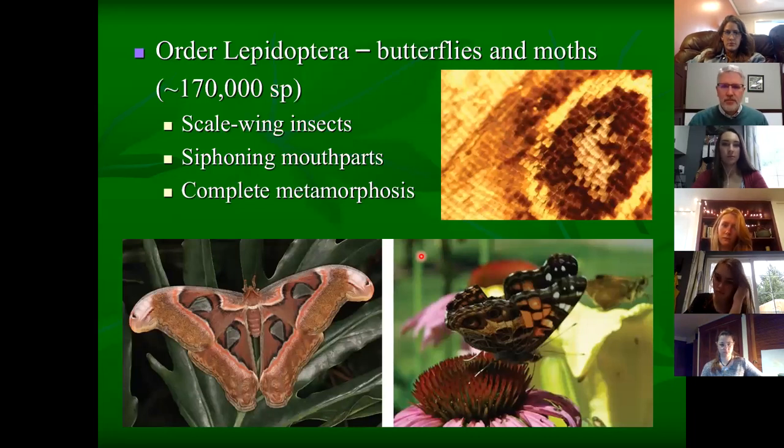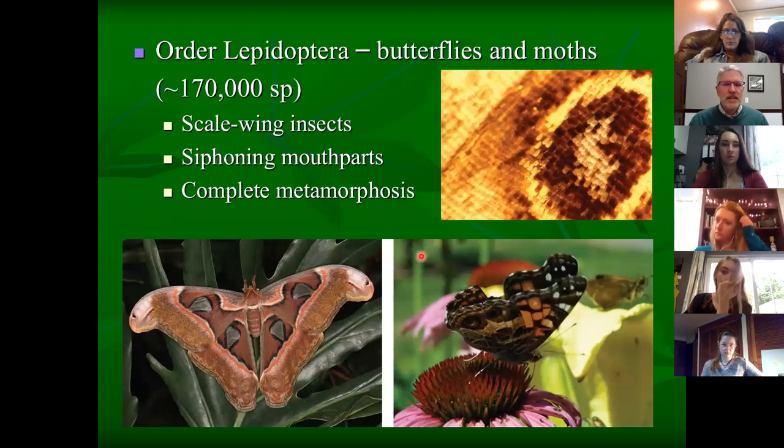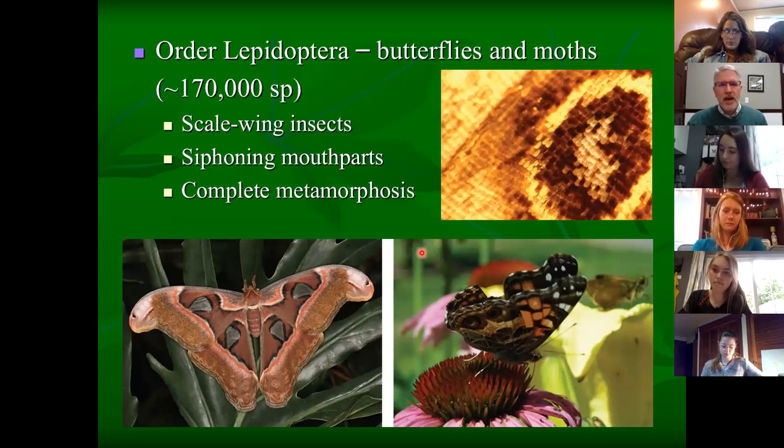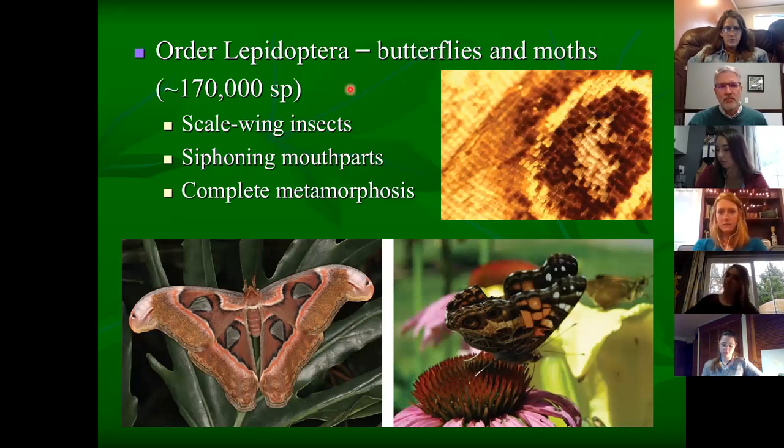So we're just doing this 30,000-foot overview of these orders. We can't get into the cool details as much, just the main features. Lepidoptera means scale wing insects, and these are the butterflies and moths. This is a pretty big order, not as big as the beetles. It's about half the size of the beetles, but still very big.